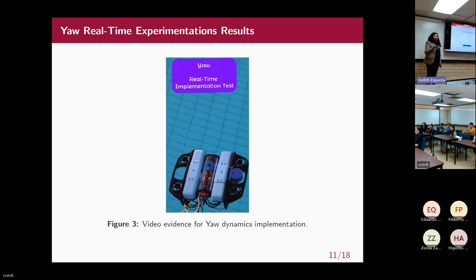We will conduct two experiments, one for yaw and one for depth dynamics. This is for yaw. These were made in the Olympic pool here in Mexico City, I think called Francisco Marquez, in the south of the city. And this is the depth dynamics. Well, we have yaw.